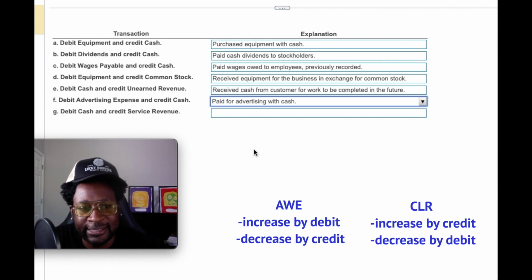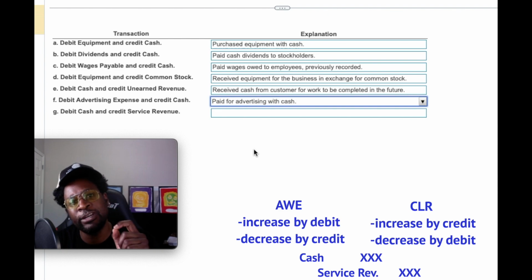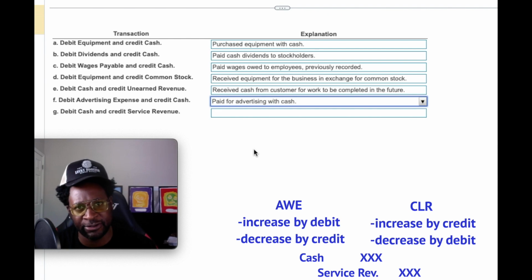And last but not least, a debit to cash and a credit to service revenue. Cash is in the all gang, it's going up. What about service revenue? Revenue is in the clear gang. Since revenue is in the clear gang, we automatically know that any account in the clear gang will increase on the credit side. So thus, we have cash going into the business as well as increasing our revenues.